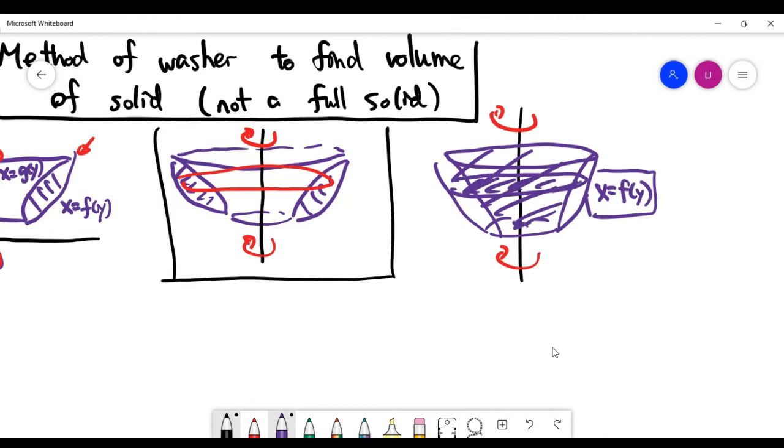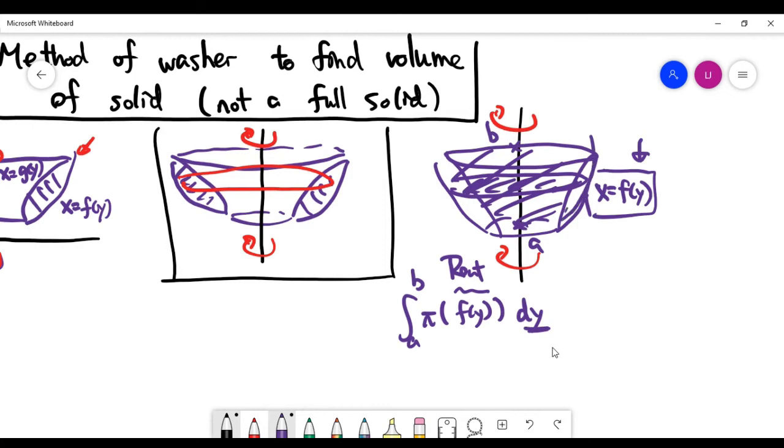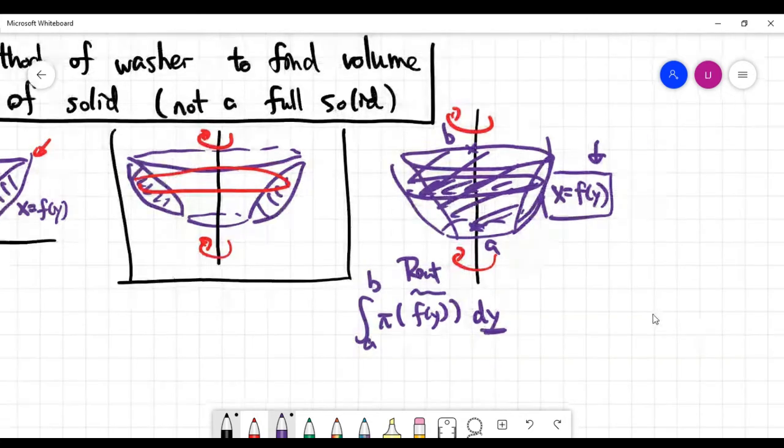If you know the lowest point is a and the highest point is b along the y-axis, this volume is the integral from a to b along the y-axis of pi r squared, and the r now is exactly f of y. Here we call it the outer radius, in the sense that by using this line, we're getting the outer solid. And you have to subtract the inner solid from here.